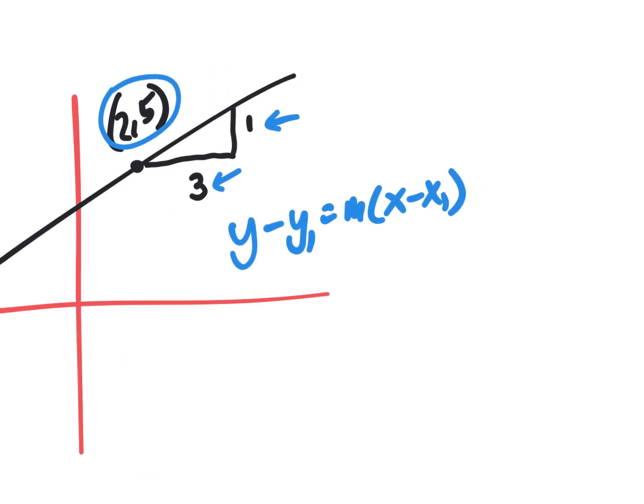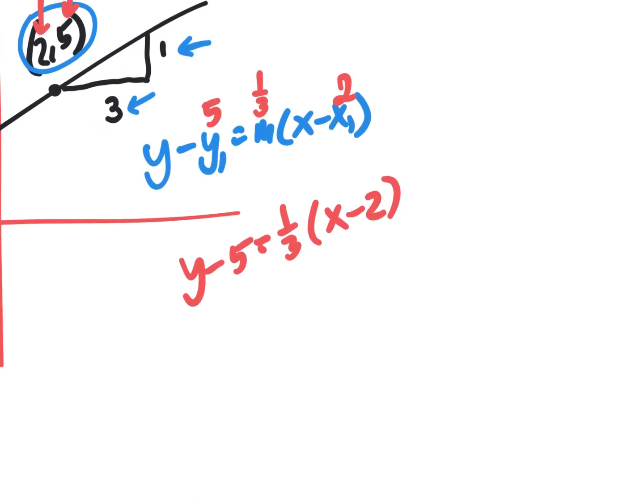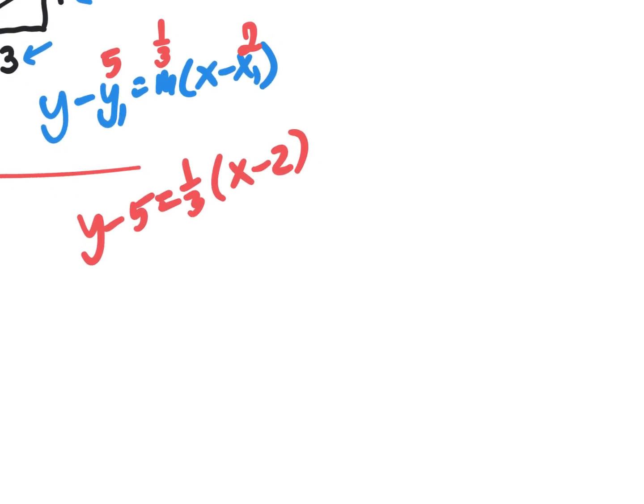And the slope here, rise over run, is 1/3. Our point was (2, 5). x is 2 and y is 5. So I got y minus 5 is equal to 1/3 times (x minus 2). And from there, that's good enough, first of all. That is an equation that has the slope we wanted and the point that we had.